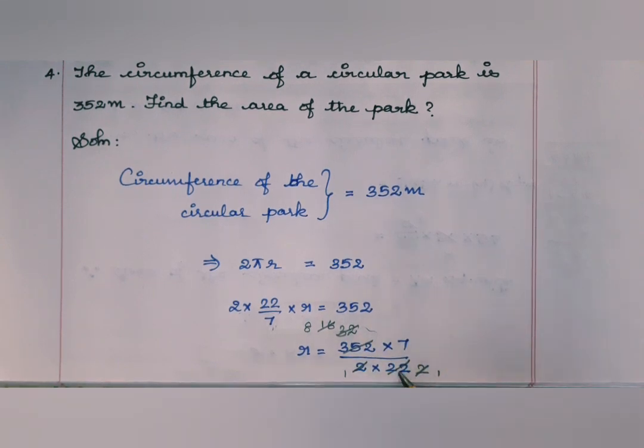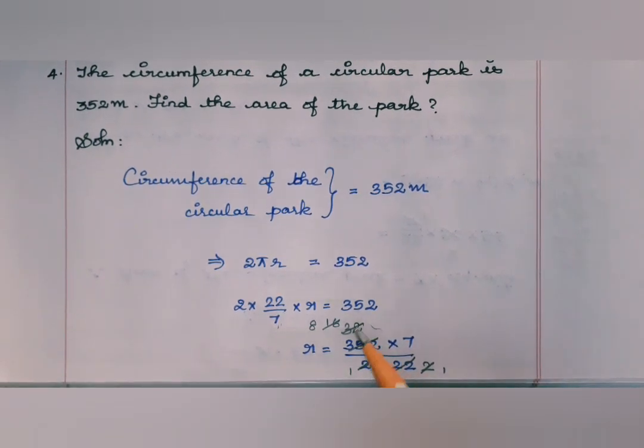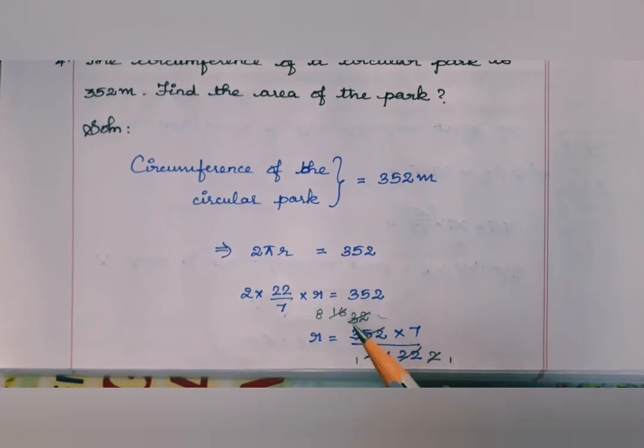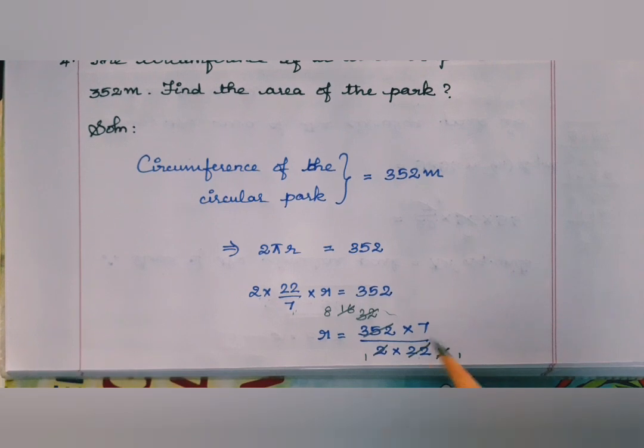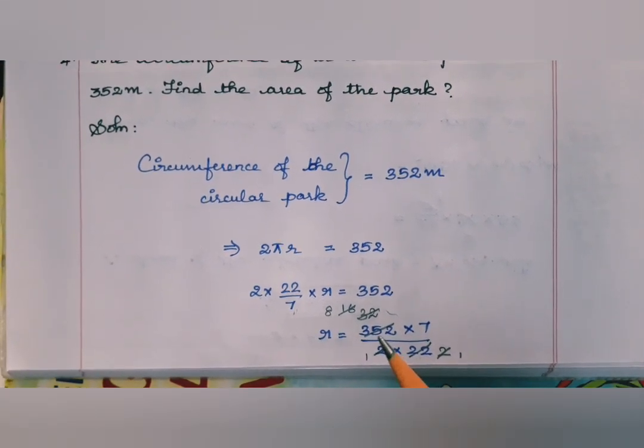Now cancel. 2 11s are 22. Here 3 11s are 33, remainder 2 11s are 22. Again 1 2 is 2. Here 8 2s, 16 2s are 32. Again when we cancel with 2, 8 2s are 16. Clear?